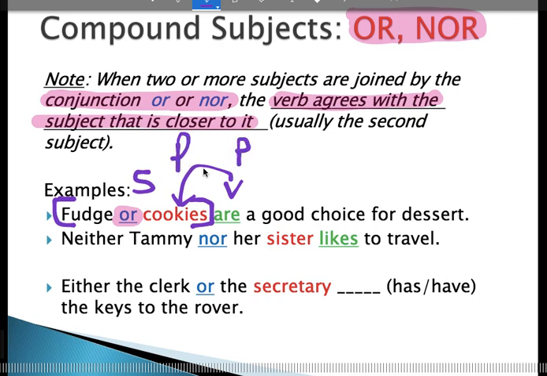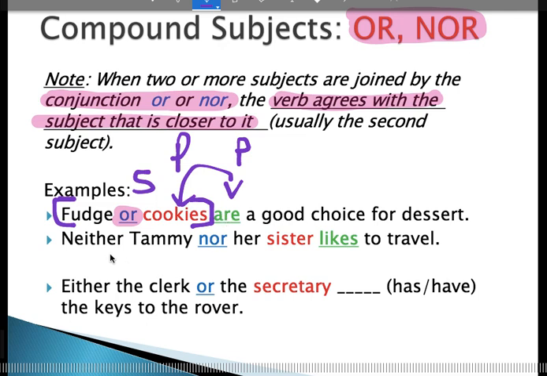So again, we have this conjunction or, which means that even though we have two subjects, fudge or cookies, we are only looking at the subject that is closest to our verb. We will totally ignore the fudge. We're only looking at cookies because it is physically closer to our verb.